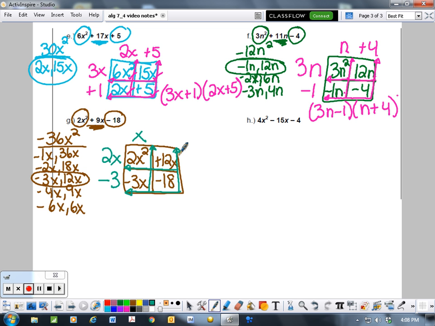So I'm going to check something. 2x times what would give me 12x? Well, 2x times 6. Okay, so now I'm going to check everything. 2x times x is 2x squared. Good. 2x times 6 is 12x. Good. Negative 3 times x is negative 3x. Negative 3 times 6 is negative 18. So we're good, which means that my first factor is the first side, 2x minus 3. The next factor is the top side, x plus 6.